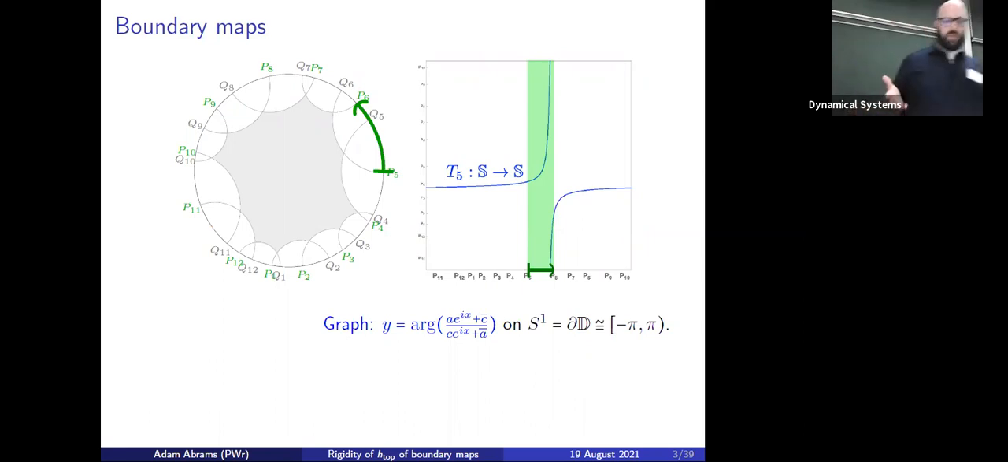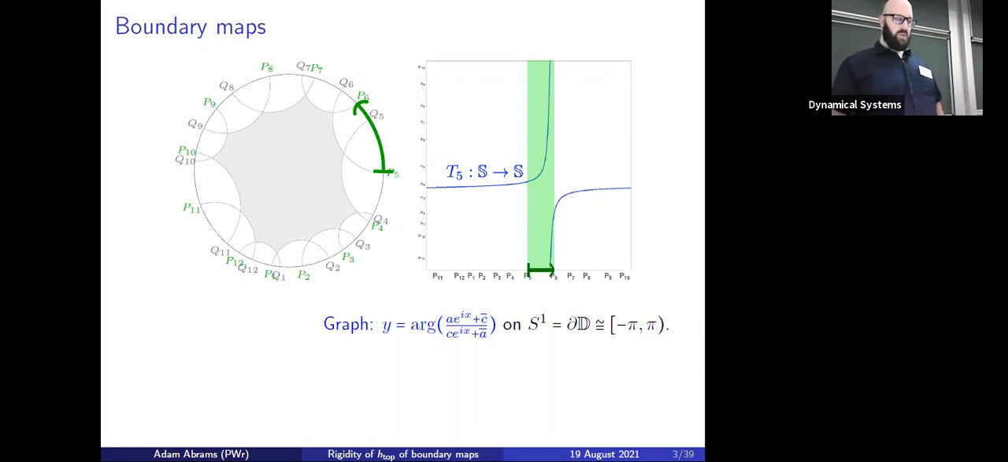Now these generators, T1, T2, up to T12, are defined on the whole disk and on the whole circle. All of the graphs that I'm going to draw today, like this one on the right, are as a function of arguments. So I have negative pi to pi on the x-axis and negative pi to pi on the y-axis. That's what all of these graphs will look like today. So my circle at infinity is negative pi to pi.